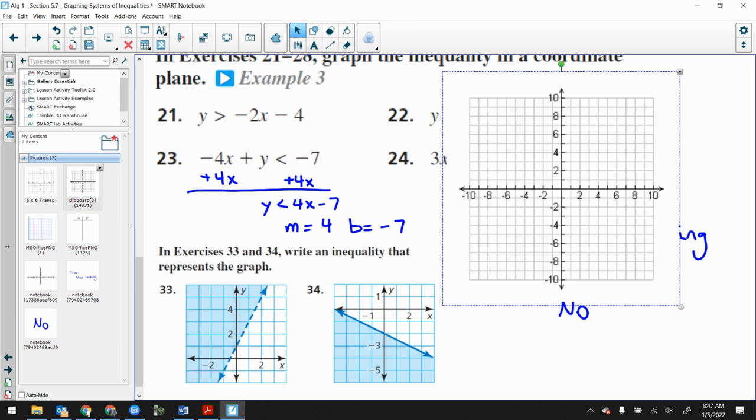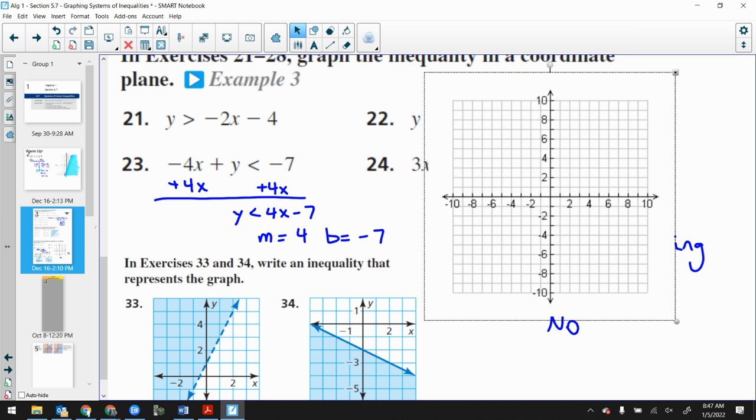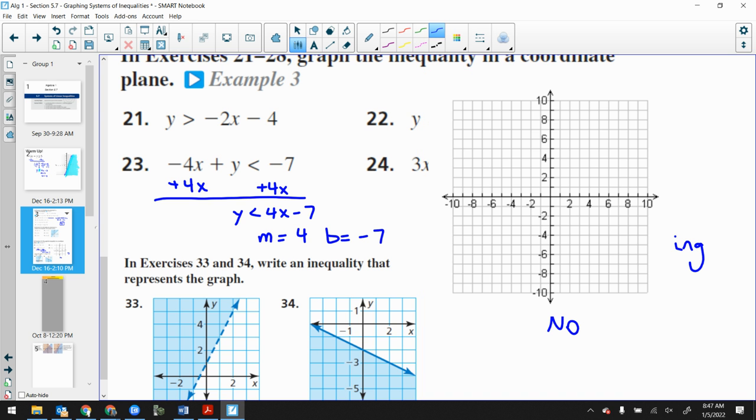All right. So y-intercept of -7, the slope of +4. So -7, slope of +4. 1, 2, 3, 4 over 1, and so on. Dotted or solid line? Yeah, I was going to say it's a dotted line, right? And we know that it's a dotted line because there's no or equal to.